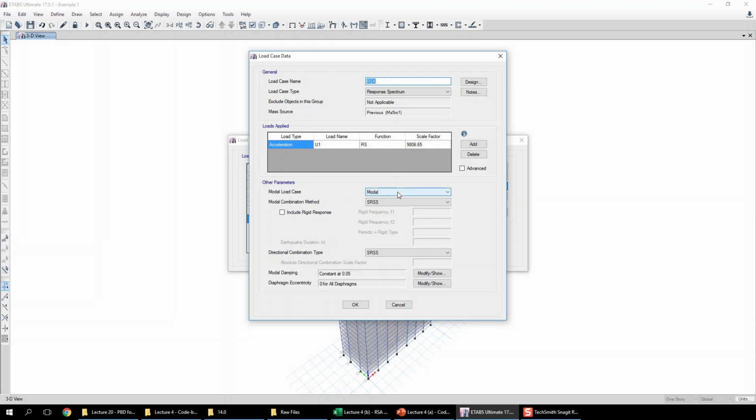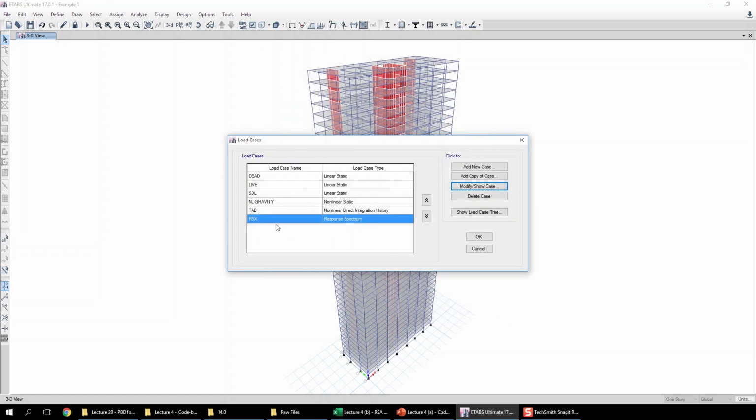The modal load case is the modal case which I have defined earlier, and it uses the eigenvalue analysis, and I have set the total number of modes as 20. The modal combination method I have selected here as SRSS, and I have also applied the modal damping for each mode, which is constant at 5%. So with these simple values, I will run the response spectrum analysis, and the software will report the combined response properties, or responses combined from all vibration modes of the structure.